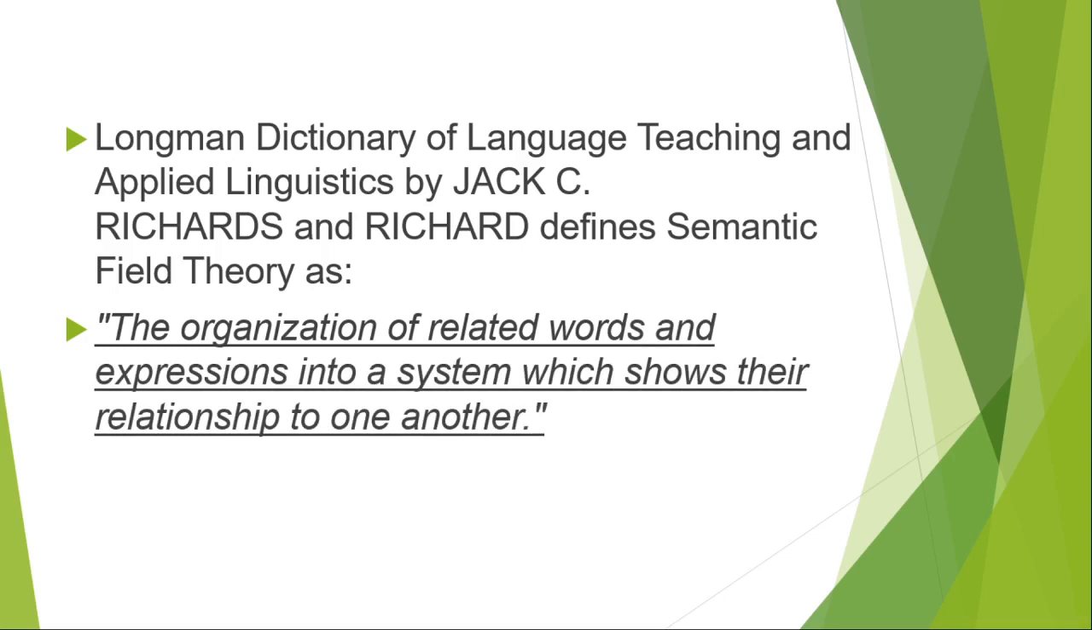Now look at this definition. It is the organization of related words. How are words related with each other? The system of related words, semantically related words and expressions in a specific language system. And this relationship shows that one lexeme is related to another lexeme semantically.